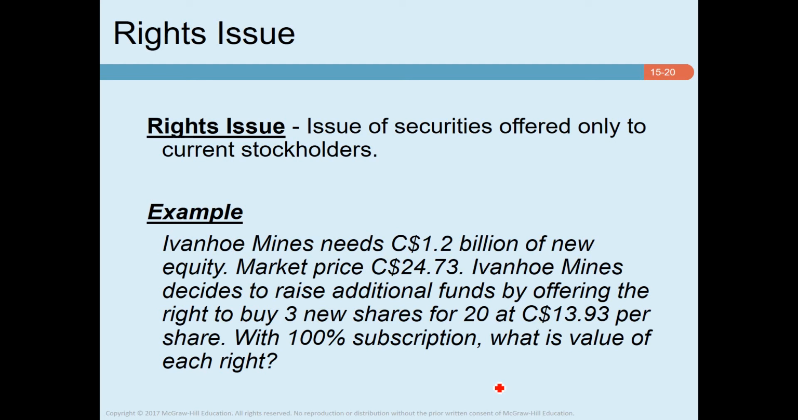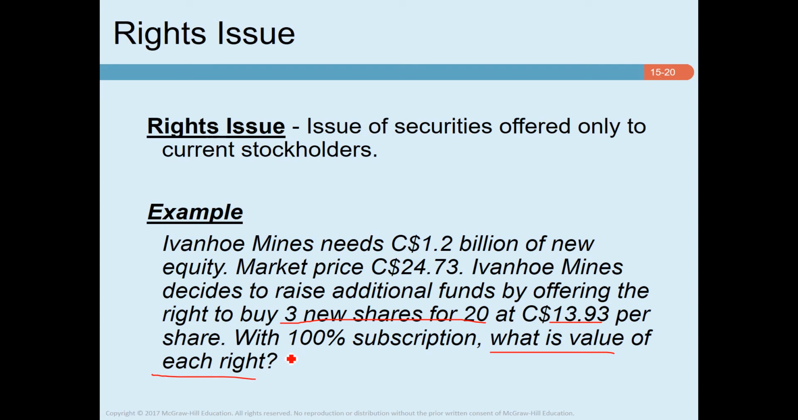Now look at this example. Ivanhoe Mines needs 1.2 billion of new equity. The market price of their share is 24.73. Ivanhoe Mines decides to raise additional funds by offering the right to buy 3 new shares for 20 at 13.93 per share. With 100% subscription, what is the value of each right?